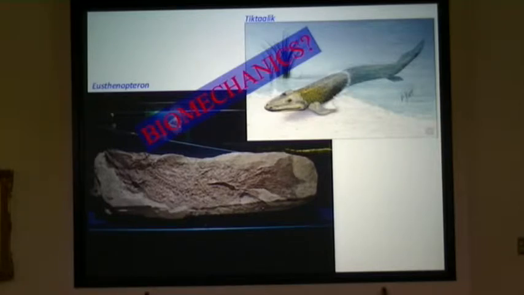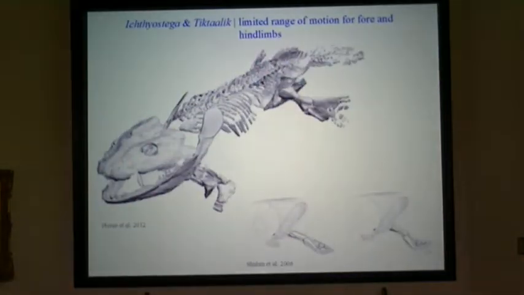We can think about biomechanics. There have been a couple of really nice papers recently, in the last few years, in high-profile journals thinking about the biomechanics or the repertoires that some of these fishes, or near fishes, or fishapods could have gone through.